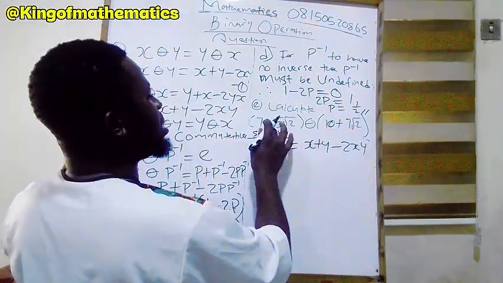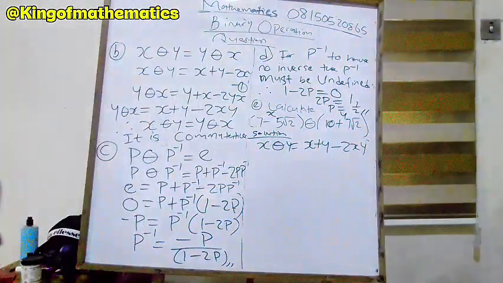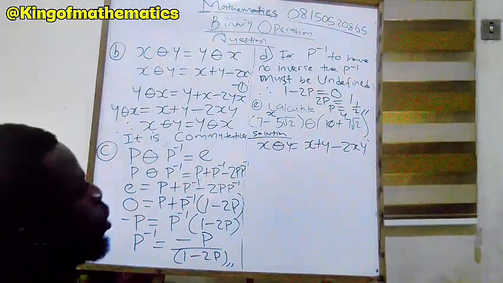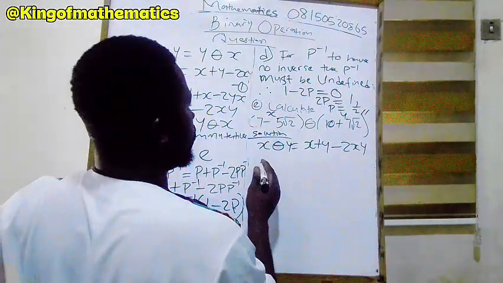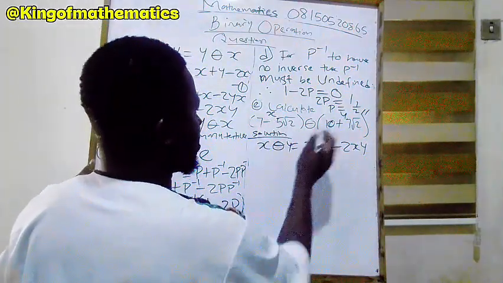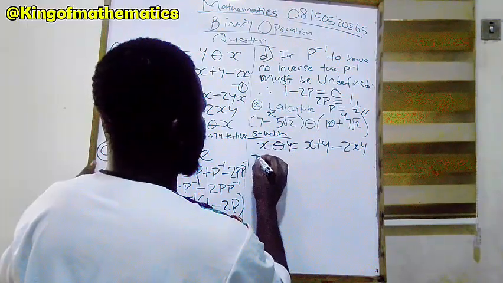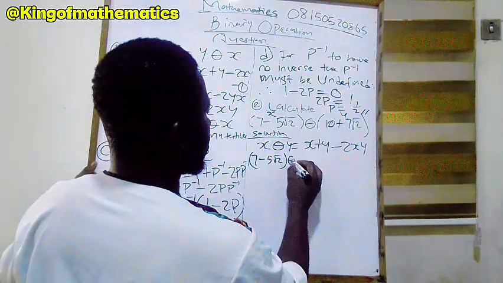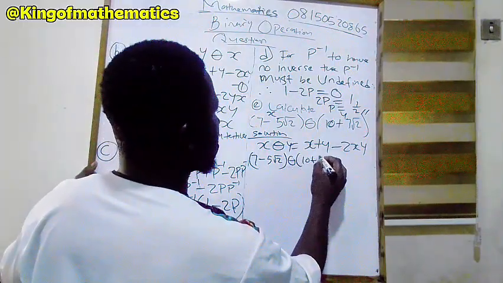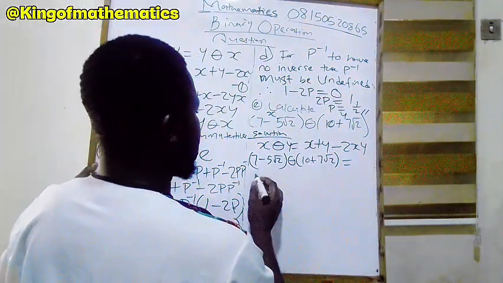So we will now operate it. This is going to be our x, this is our y. So we take it gradually. Let's go to the solution following this, don't forget this x, this y. So I will now have this 7 minus 5 root 2 operation 10 plus 7 root 2 will now be equal to, what's x?